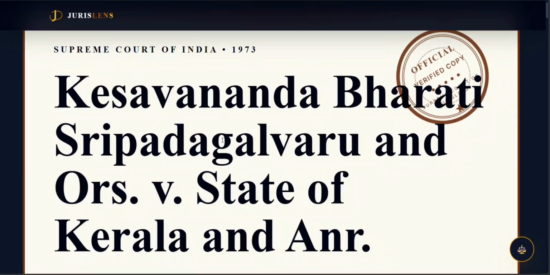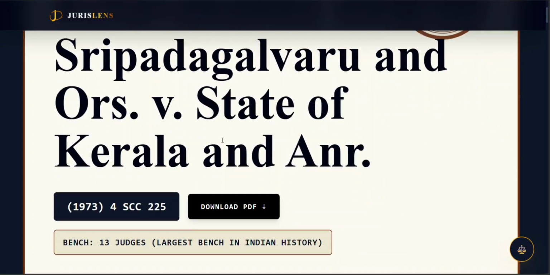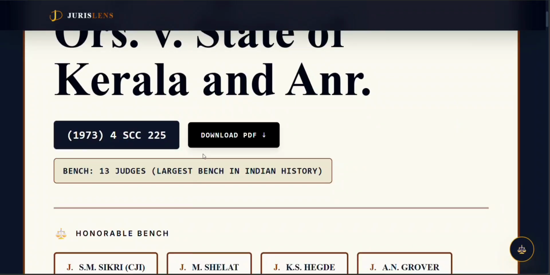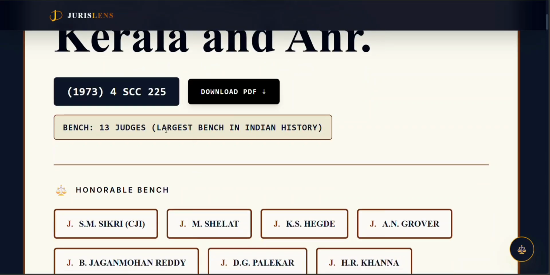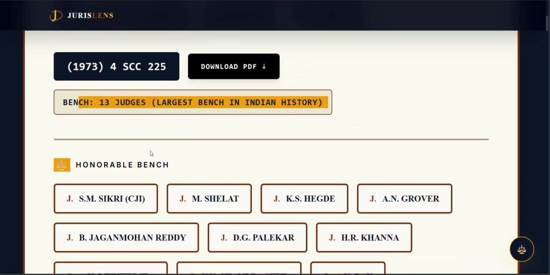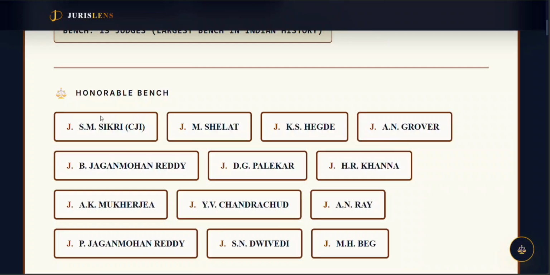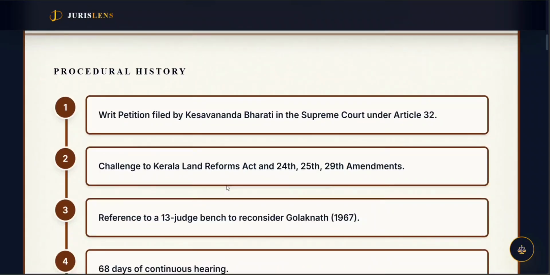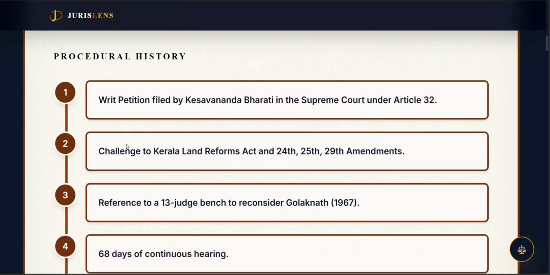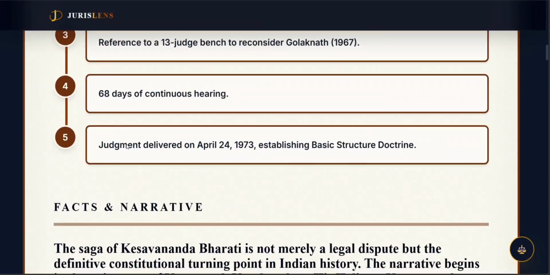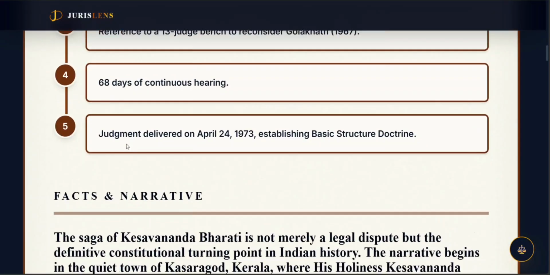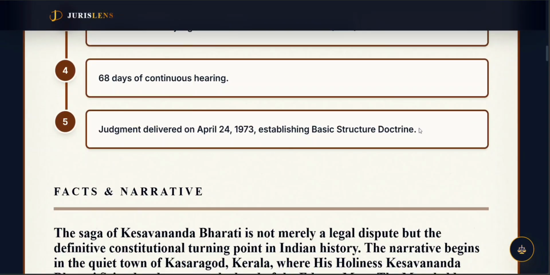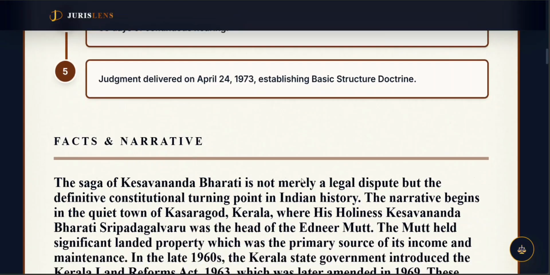Supreme Court of India, 1973, Kesavananda Bharati, then the case citation, then the option to download the PDF. I'll show you this in the end. Then the benches, the largest bench in Indian history, an honorable bench, all the names of the judges, and then the procedural history, how this case started. So step by step, in 5 simple steps, we know why this case is being contested in the court.